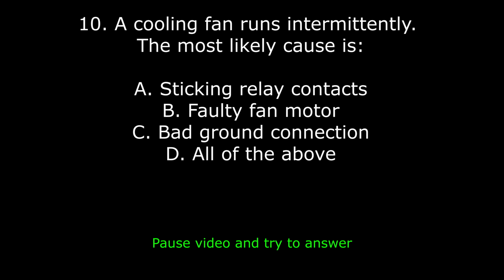10. A cooling fan runs intermittently. The most likely cause is A. Sticking relay contacts. B. Faulty fan motor. C. Bad ground connection. D. All of the above. Answer: D. All of the above. Explanation: any of these can interrupt current flow and cause intermittent operation.